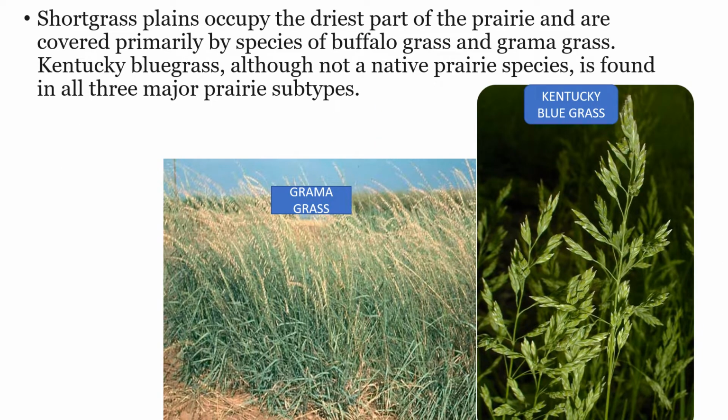Third is short grass plains. Short grasses occupy the driest part of the prairie and are covered primarily by species of buffalo grass and grama grass. Kentucky bluegrass, although not a native prairie species, is found in all three major prairie subtypes. Here it is saying that Kentucky bluegrass is not native to the prairie, which means it is not originally located here, but it is found in all three major prairie subtypes.